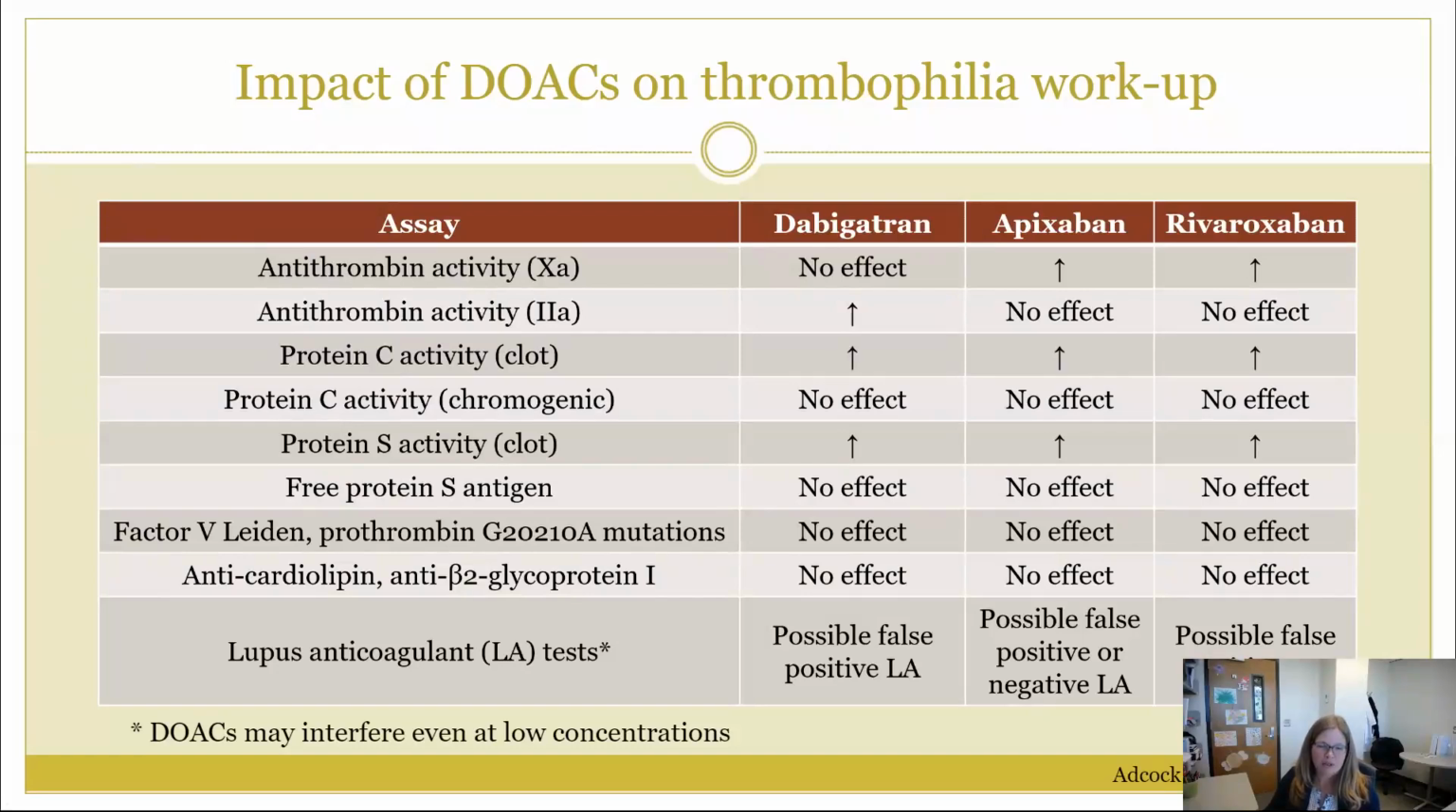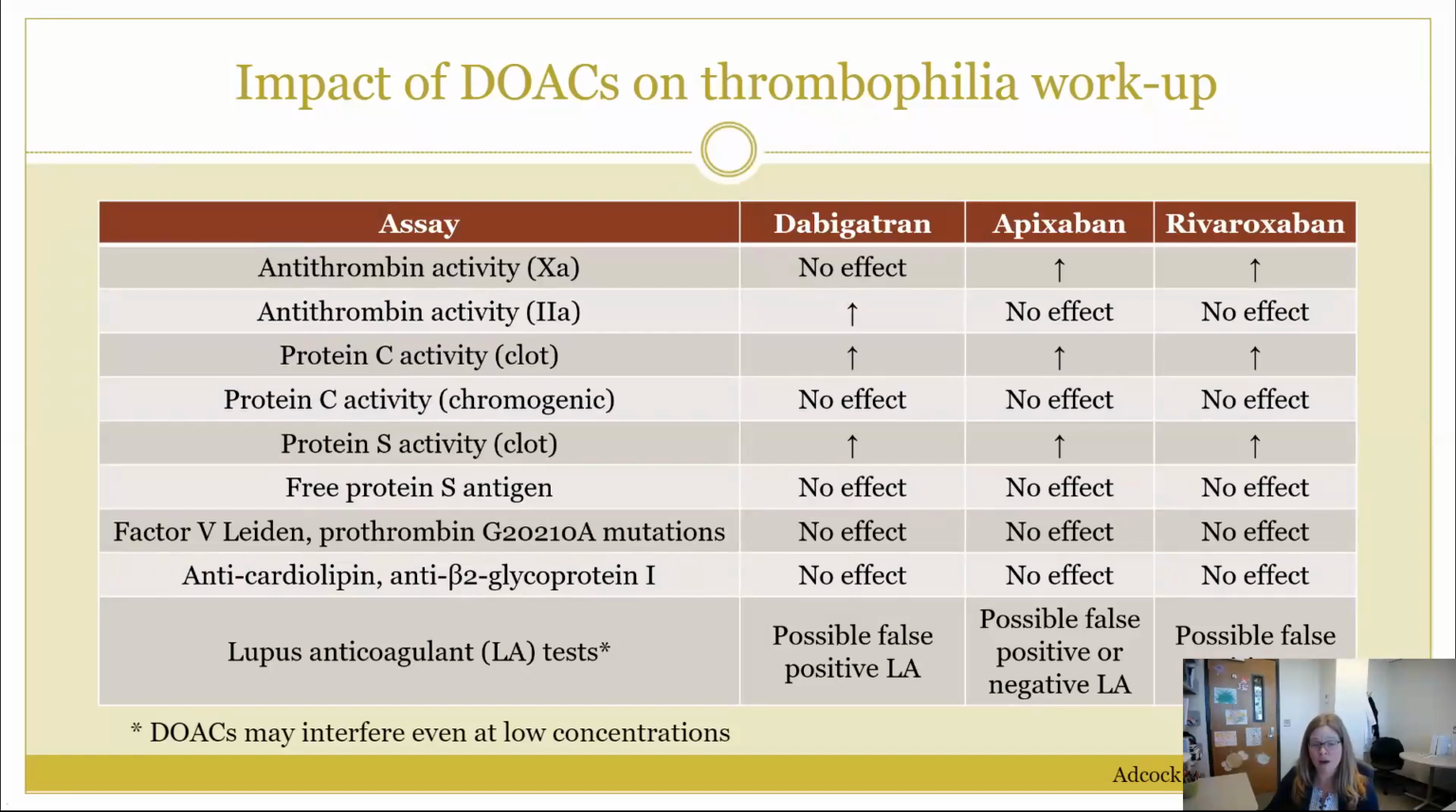Now, moving down to protein C and S testing, this can either be done by clot-based mechanisms, chromogenic, or antigen or immunoassay-based methods. So if you measure protein C or S activity by clot-based mechanisms, this could be falsely elevated by any of these direct oral anticoagulants. Meaning, just like with our concern with antithrombin activity, you would potentially be elevating a truly low result and potentially missing the diagnosis of a deficiency.